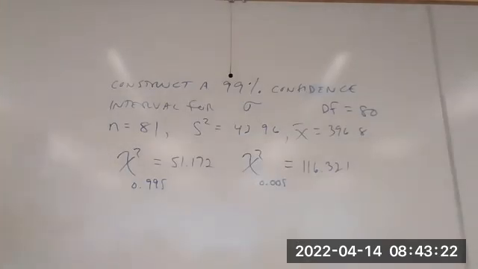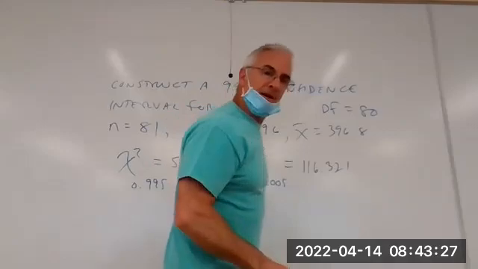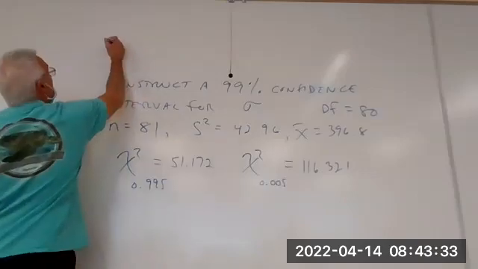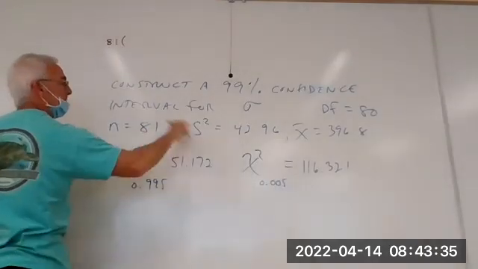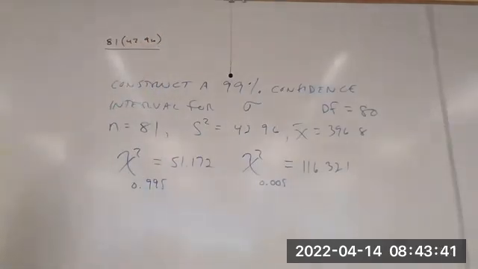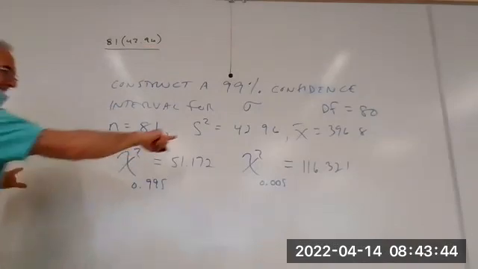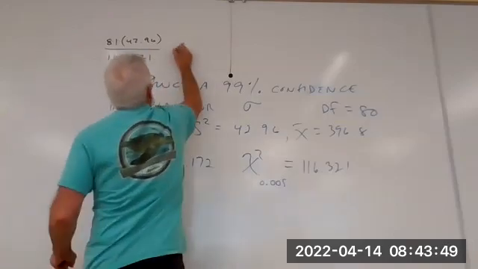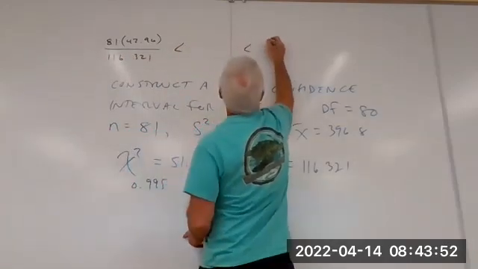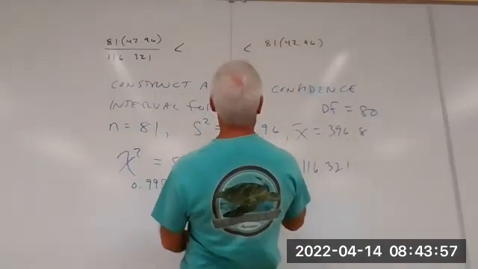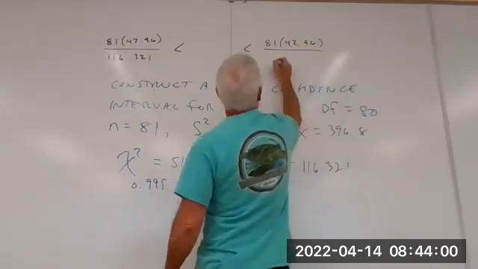Now that we have the numbers, can we create a confidence interval? Yes. So I'm going to write, I'll do that above. I got room. So I take my n, I take my s squared, I take the bigger number, 116.321. And then over here, same numerator. This part is great. You don't have to change your numerator. But the other chi-square number.